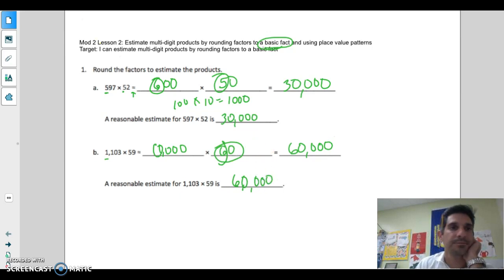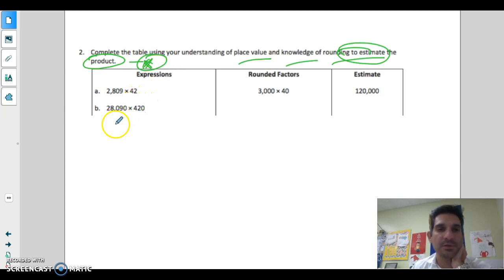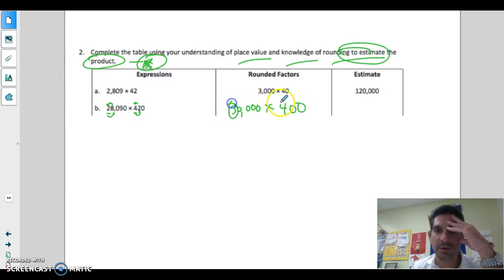Okay. Now it says complete the table using your understanding of place value and knowledge of rounding to estimate. Okay, we're estimating the product. Product is multiplication. Okay. So I'm going to round 28,090. I'm going to round this to the greatest basic factor. So I'm going to round this to 30,000. And I'm going to do this to the hundreds place, 400. I like to circle my basic factors. So that's 12. And then this is 100 times 10,000.